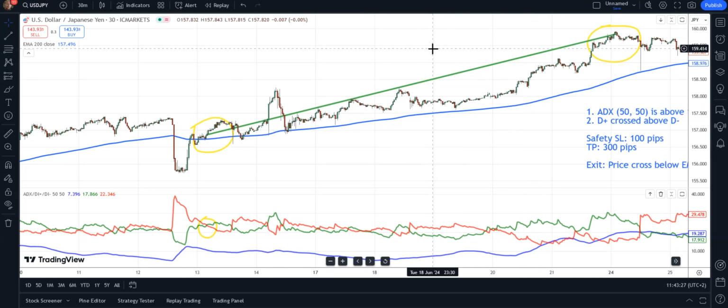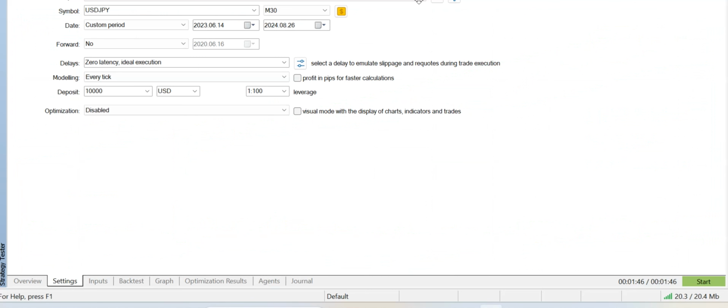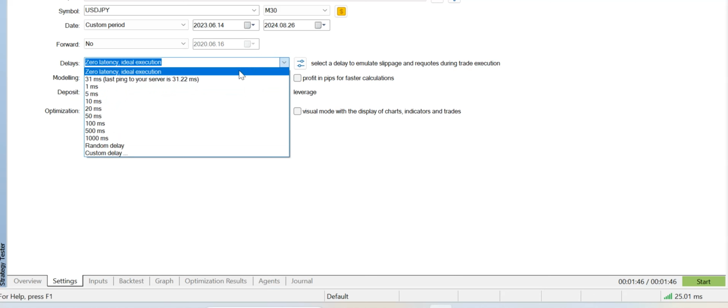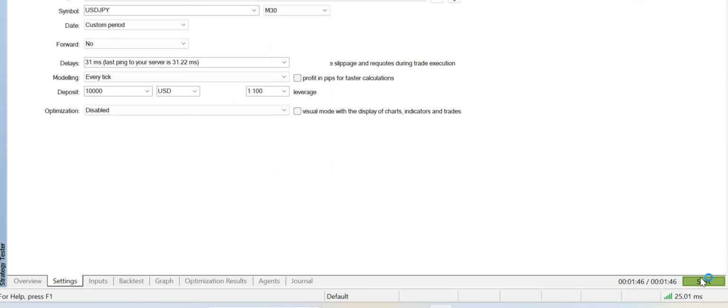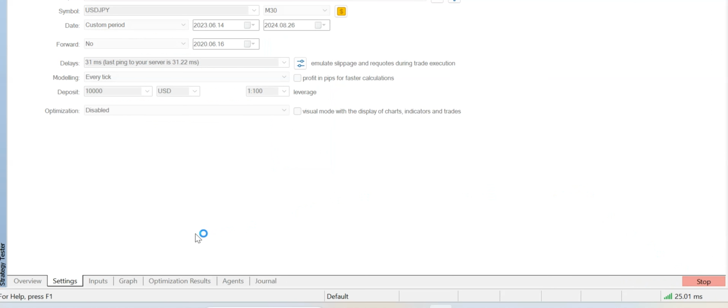And now let's check out the testing. Here we are in MT5, and in this case, because I wanted to show you actual tick data testing, I'm going to use the latest latency here on the 30-minute time frame on USDJPY. And let's just start because tick data testing can take a while, and I am going to show you how it's all done.